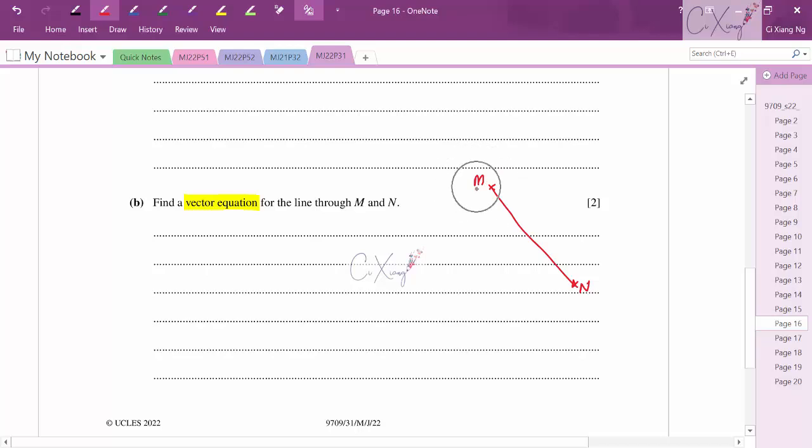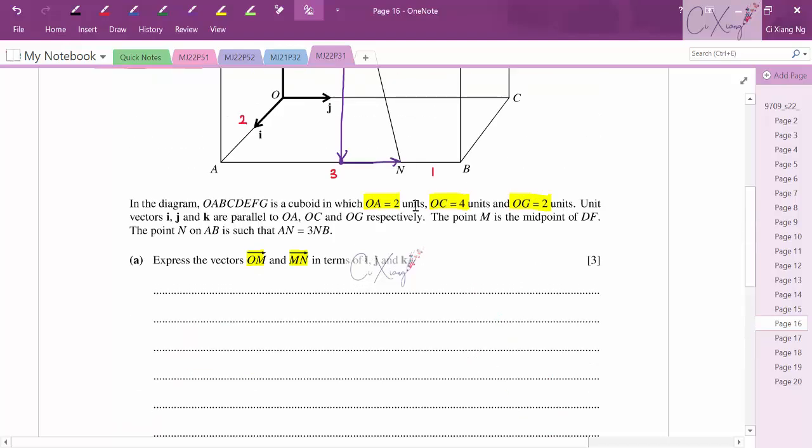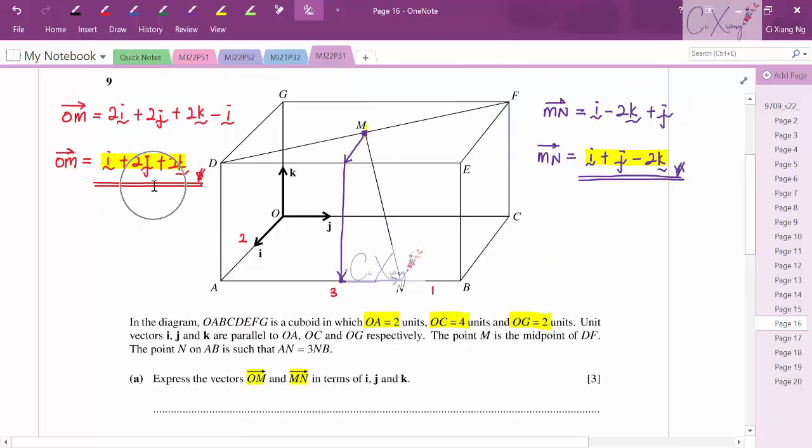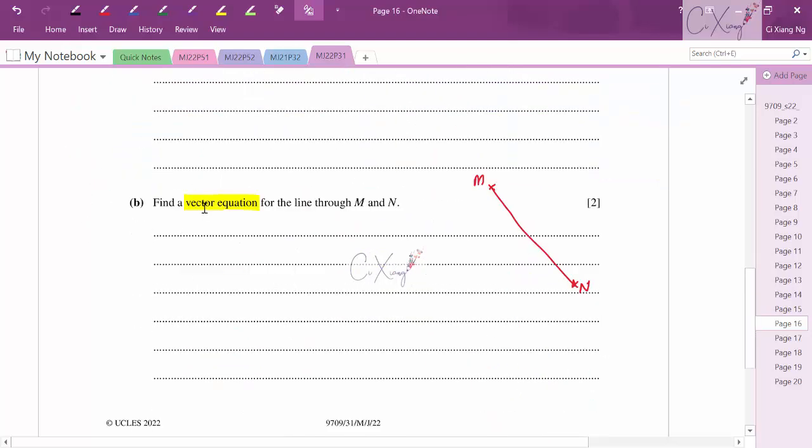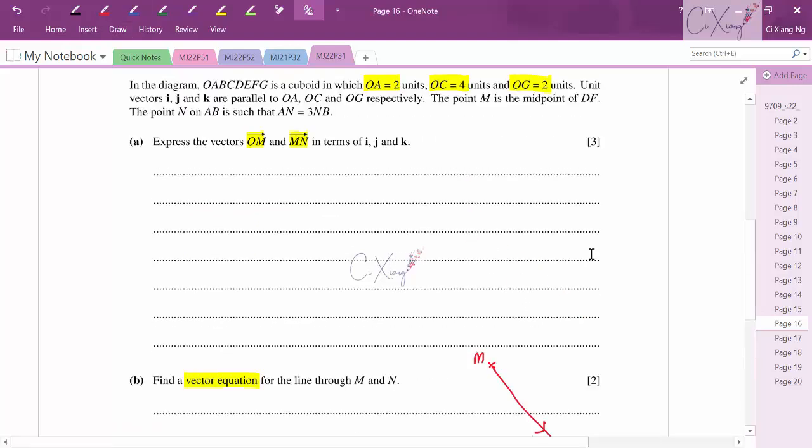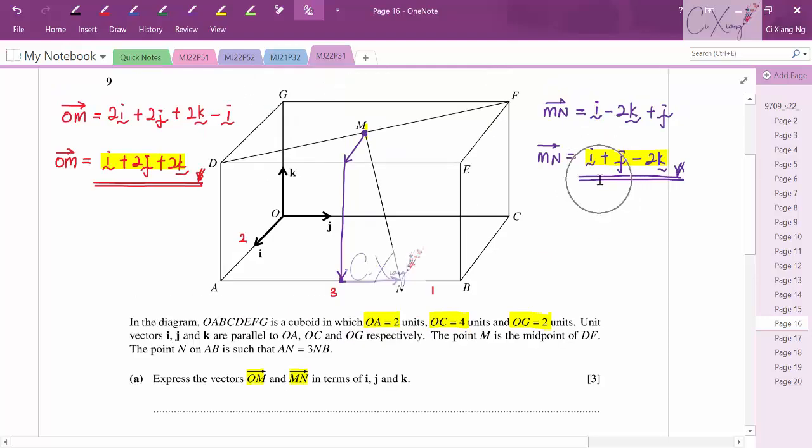For us, we already have the position vector for M. OM is equal to the OM that we get here. After that, to get the vector equation, the second piece of information I need is the direction of the line. The direction of the line here can be MN or NM. Again, I also get the direction of the line from part 1 already, which is this. This is the direction of the line.